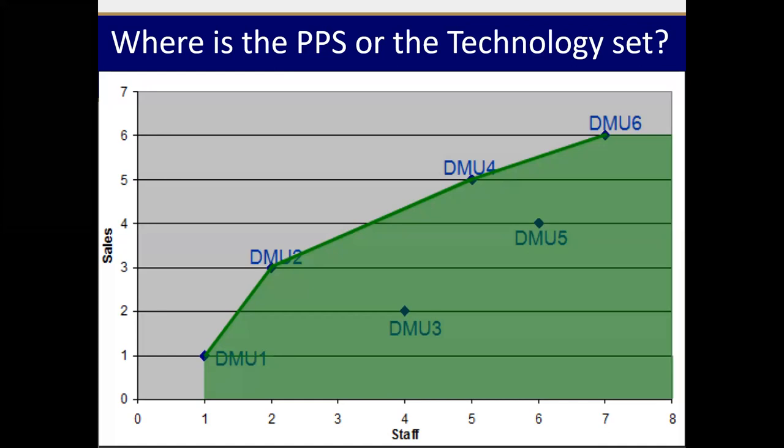I said, which DMUs are dominated? DMU 3 and 5. And which DMUs are undominated? DMU 1, 2, 4, and 6. I hope you understand the words I'm using before you answer them.